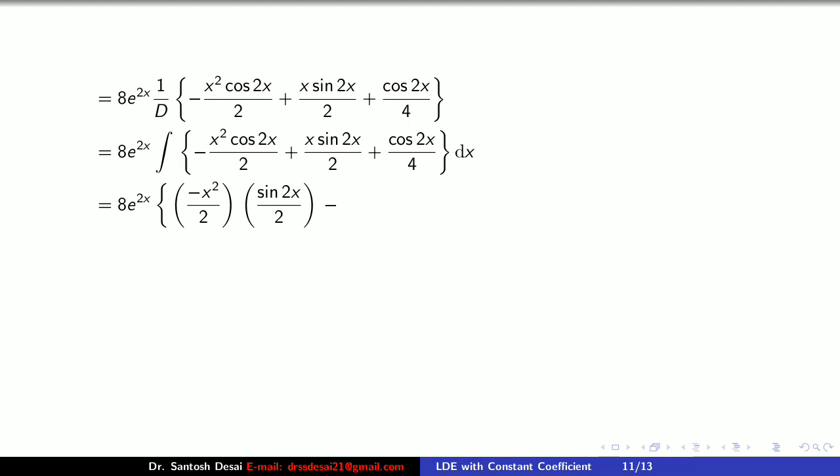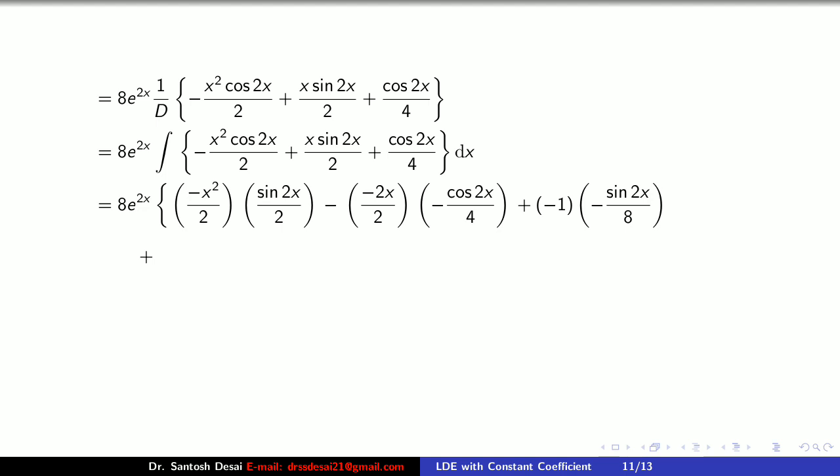Next sign is minus. Derivative of minus x square by 2 is minus 2x divided by 2. And integration of sin 2x divided by 2 is minus cos 2x divided by 4. Next sign is plus. Then if you simplify minus 2x upon 2, it is minus x and its derivative is minus 1. And integration of minus cos 2x divided by 4 is minus sin 2x divided by 8. So this completes the integration of the first term.